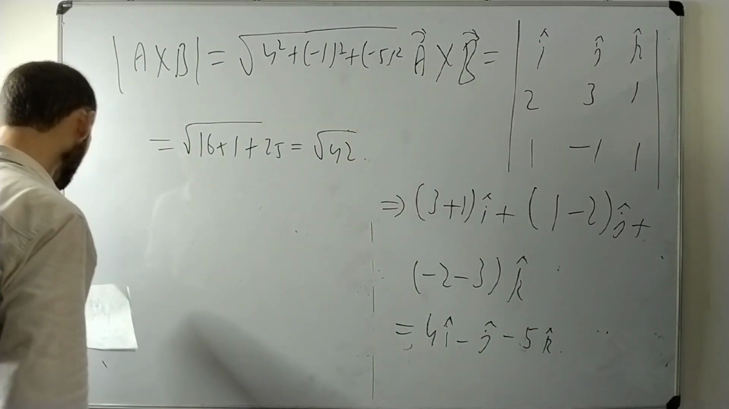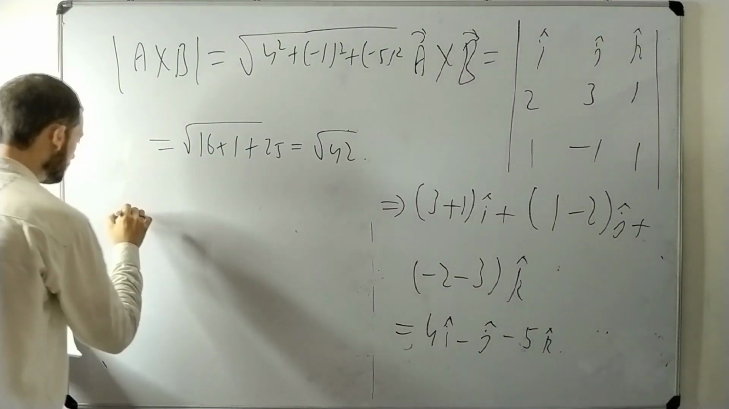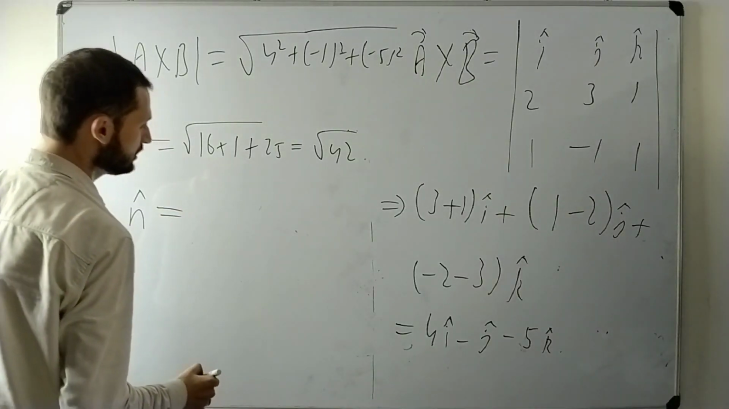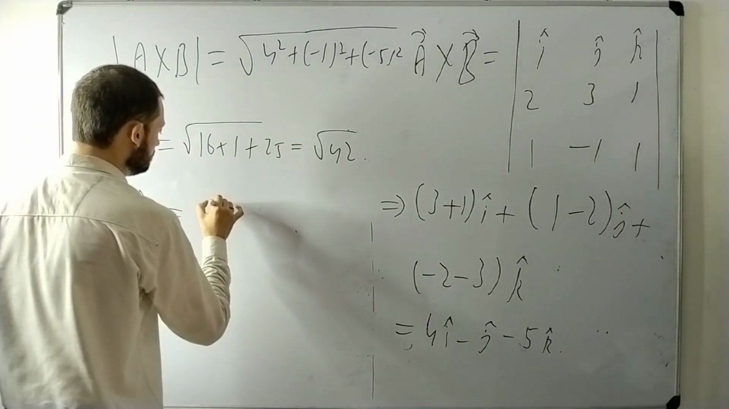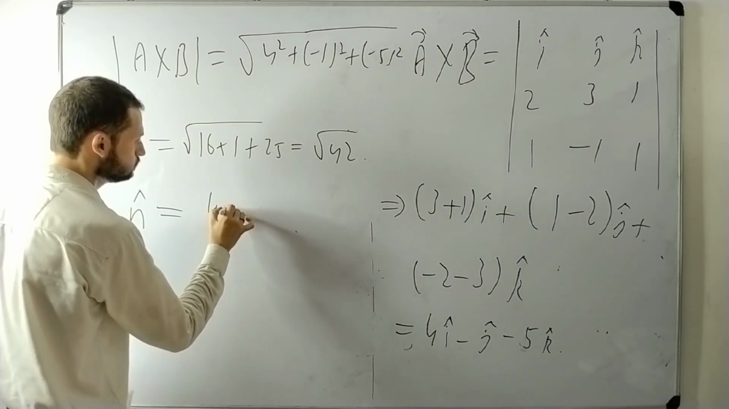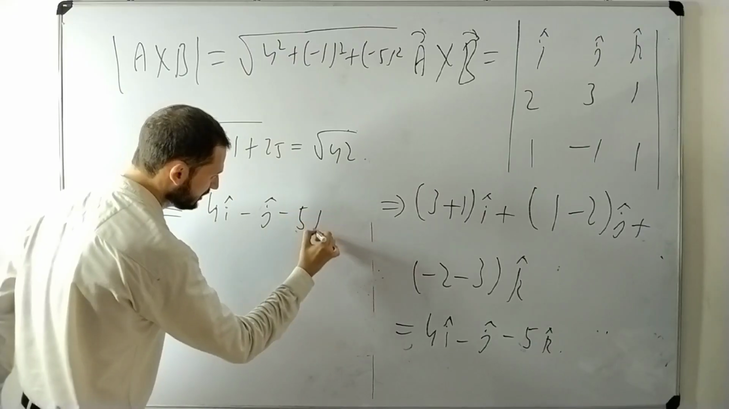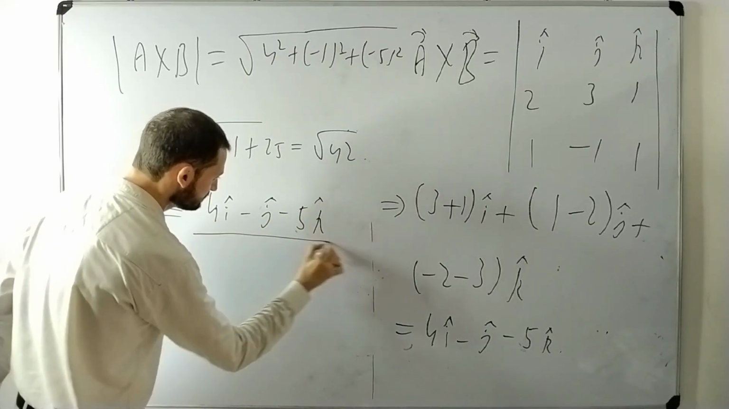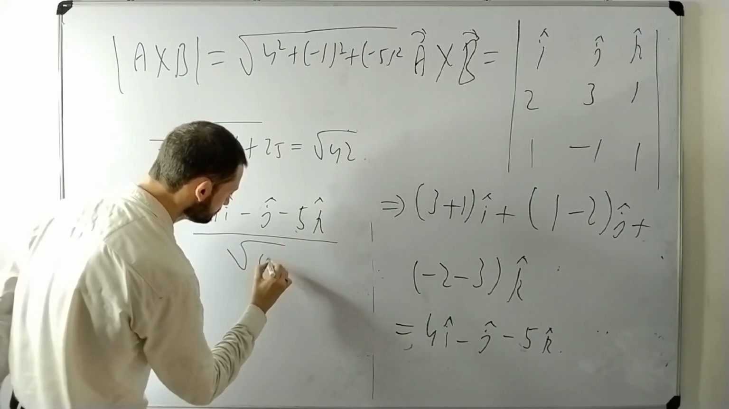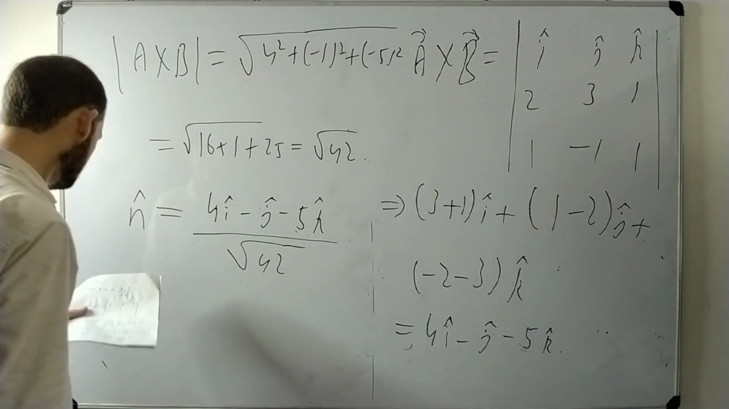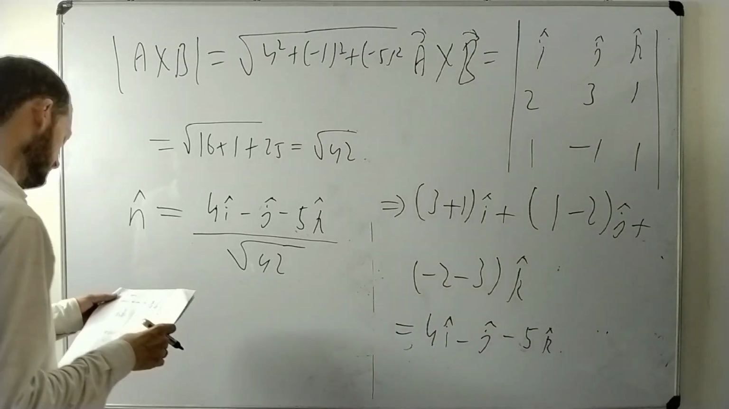Nice. What is the vector? The unit vector along this thing is 4i cap minus j cap minus 5k cap, divided by under root 42. Beautiful. Yes, certainly it is.